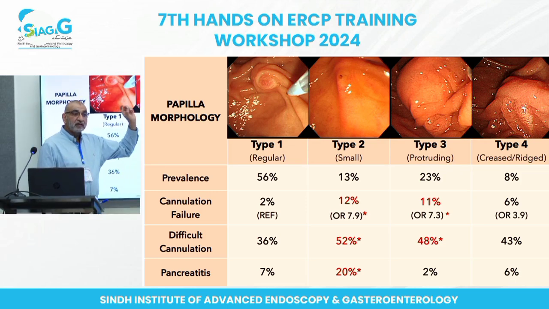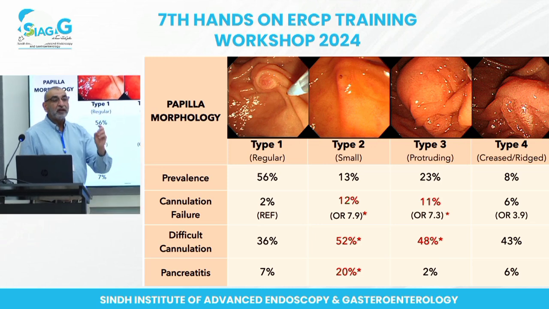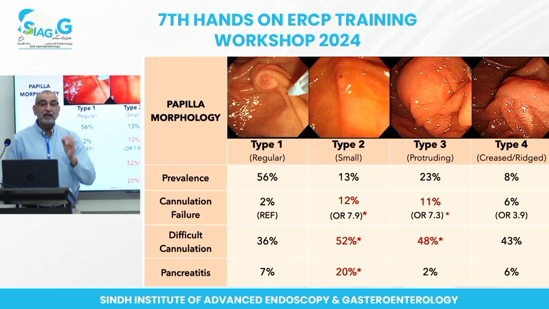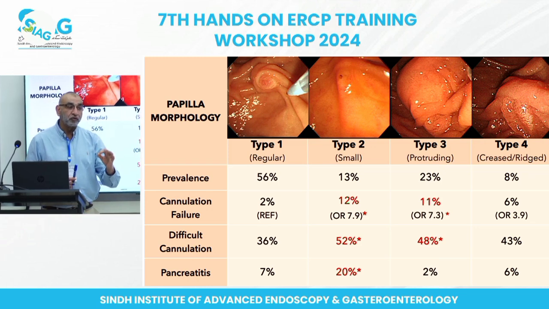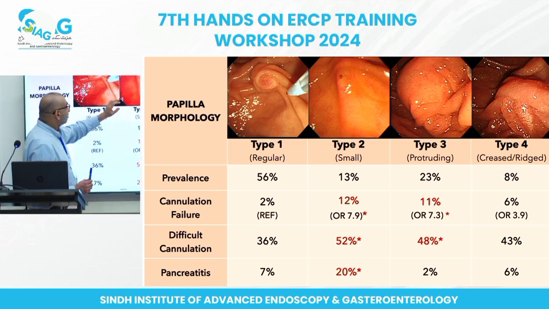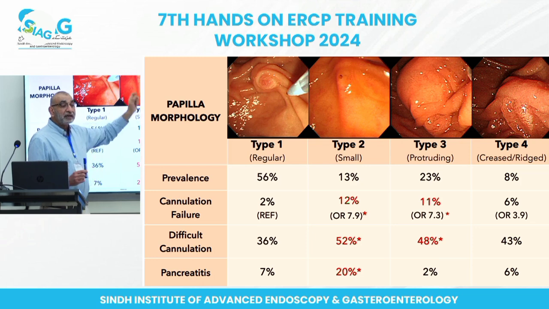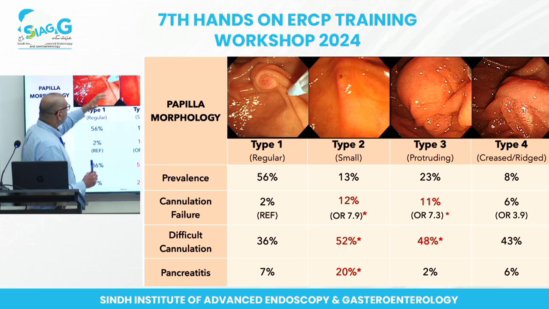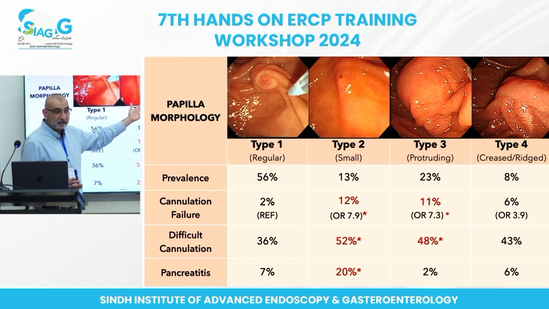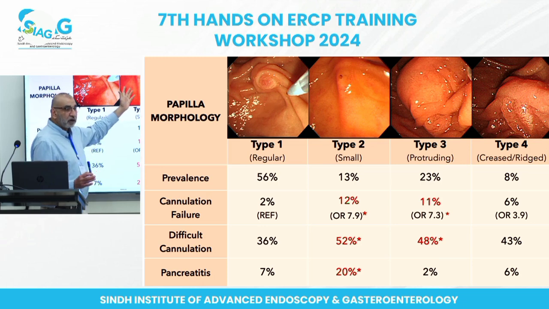Type 2 is the small papilla. Now, even if it's a small papilla, it doesn't mean that your wire wouldn't go through, or your cannula wouldn't go through, or your sphincterotome wouldn't go through. Even if it is small, it doesn't mean that you should force anything through it. This will still accommodate your cannula, sphincterotome or wire. But because of its anatomical structure, it might be a bit more challenging to do it. But as I said earlier, I've never found it more difficult than the others. It usually works all right.